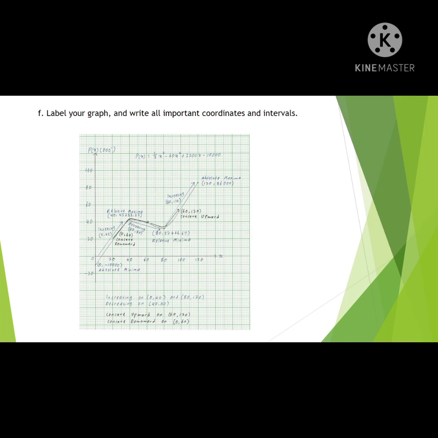For F, we have to label the graph and write all the important coordinates and intervals. The absolute maximum, absolute minimum, relative maximum and relative minimum have been found earlier, and then we can see that the function is increasing on 0 to 40 and 80 to 120, and decreasing on 40 to 80. We can also see that it is concave upwards on 60 to 120 and concave downwards on 0 to 60.